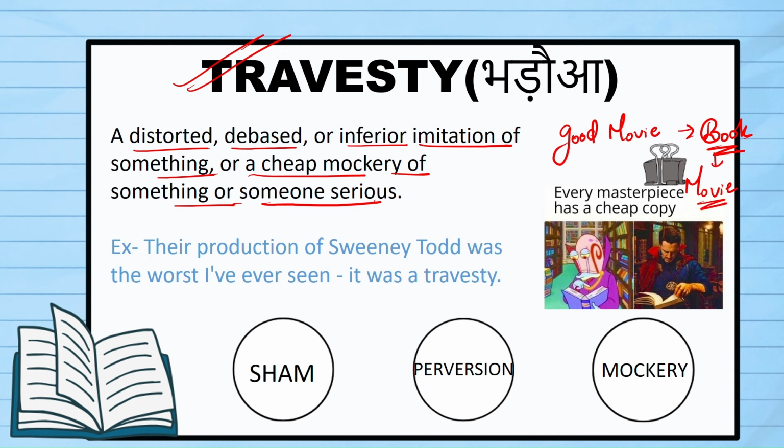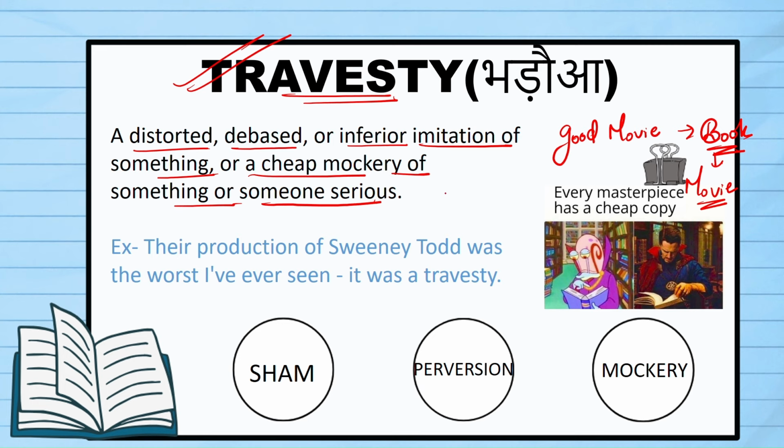And sometimes when they are making the movie, that imitation might not be very good or it could be distorted, debased. So whatever the readers are, they usually get very offended when the movie does not live up to the mark. So that time you can use the word travesty. Travesty means when you're imitating something, but the imitation is not done very nicely. So it looks very cheap, it looks very bad.